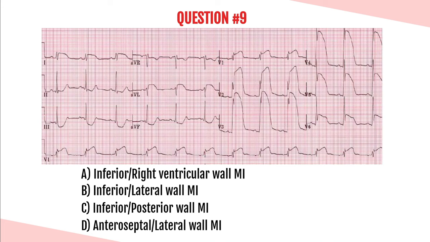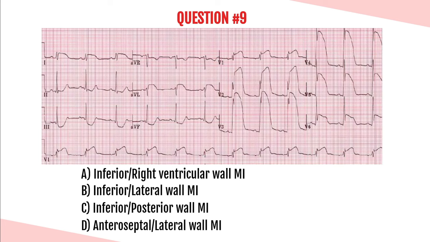V1, V2, our septal wall, definitely some ST elevation. V3, V4, our anterior wall. That's looking like a tombstone. That is marked ST elevation. V5, V6, part of our lateral wall, also ST elevation here. And lastly, 1 and AVL, ST elevation is noted. So we have ourselves here an anteroseptal and lateral wall MI.